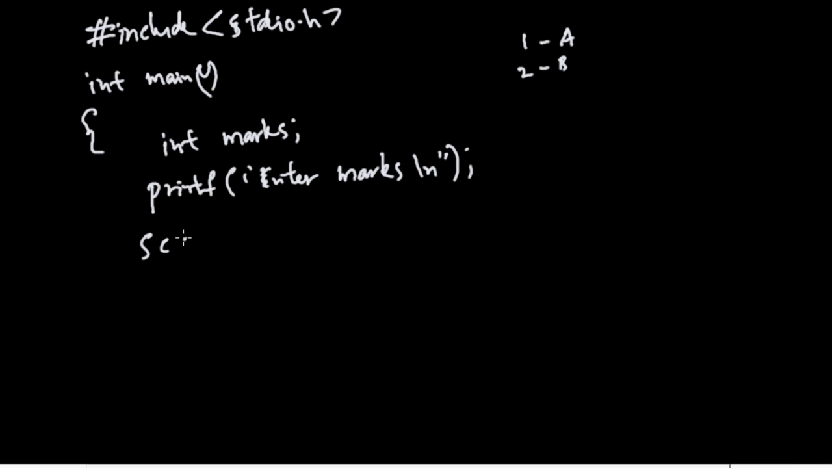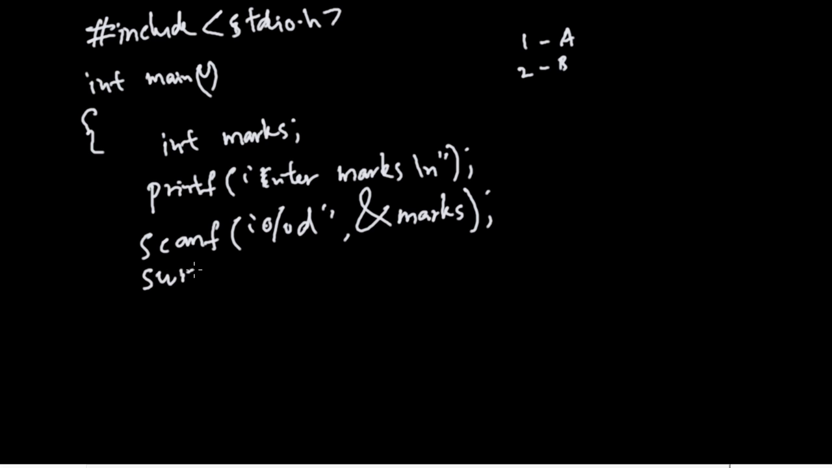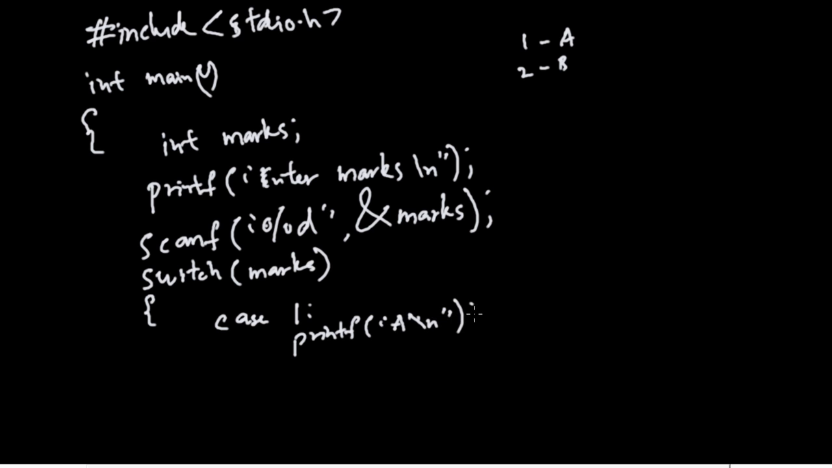So the user enters it using scanf. So it will accept a digit. It puts it into marks. I hope you're familiar with this. Now, next is the switch case construct. Switch with the variable inside, marks. So open curly brace, we have case 1 colon, printf A, and a break.